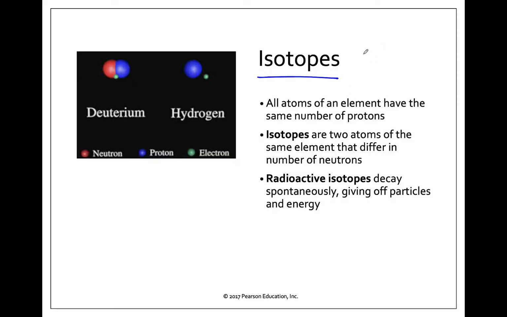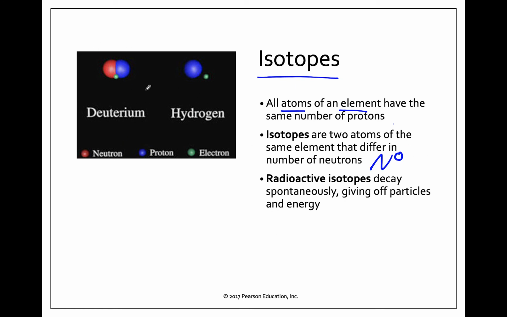Isotopes. So protons are the only things that cannot change. All of the atoms of any single element have the same number of protons. However, you can change the number of neutrons.